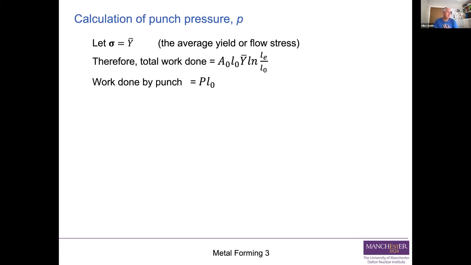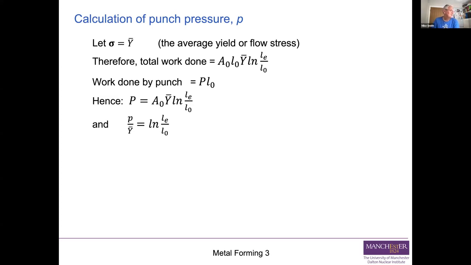So the work done by the punch, total work done by the punch, is force times total displacement. And because we've said that the stress is constant, because it's equal to the flow stress, that means the load is constant. So the work done is just the average load, the constant load, times the total length over which it operates. Work done, load times displacement. Once you know that, you can rearrange and you get the load equals A0 times the flow stress times the log of the extruded length over the initial length.